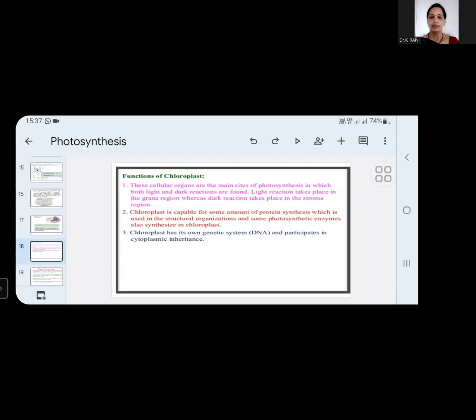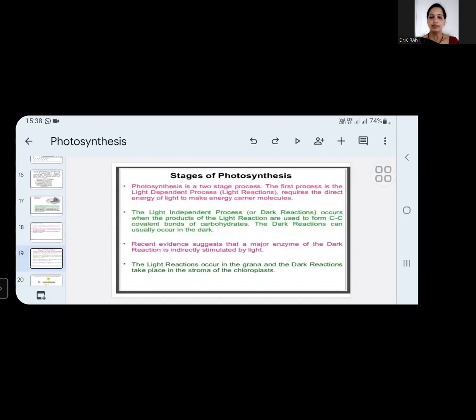The chloroplast is capable of some amount of protein synthesis, which is used in structural organization, and some photosynthetic enzymes are also synthesized in the chloroplast. So the chloroplast has its own genetic system. We know that they are semi-autonomous organelles. They have DNA and participate in cytoplasmic inheritance also. This is the complete structure and functions of the chloroplast. Now we are entering the topic of stages of photosynthesis. The remaining topic we'll discuss tomorrow because only 2 minutes are left.